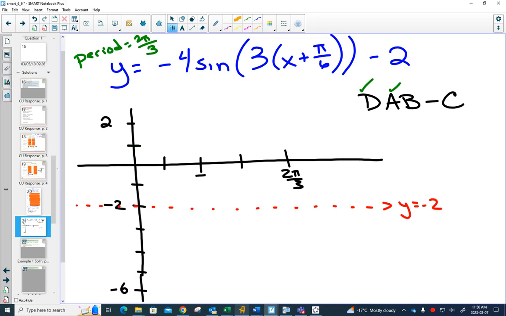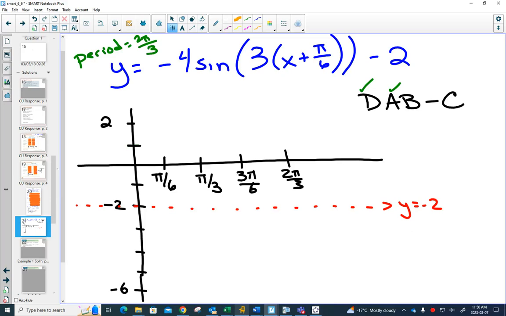Half of 2 pi over 3 would be pi over 3. Half of pi over 3 would be pi over 6. 1 pi over 6, 2 pi over 6. This will be 3 pi over 6, and you could leave it as 3 pi over 6, or if you wanted to reduce that to pi over 2, that's perfectly fine.